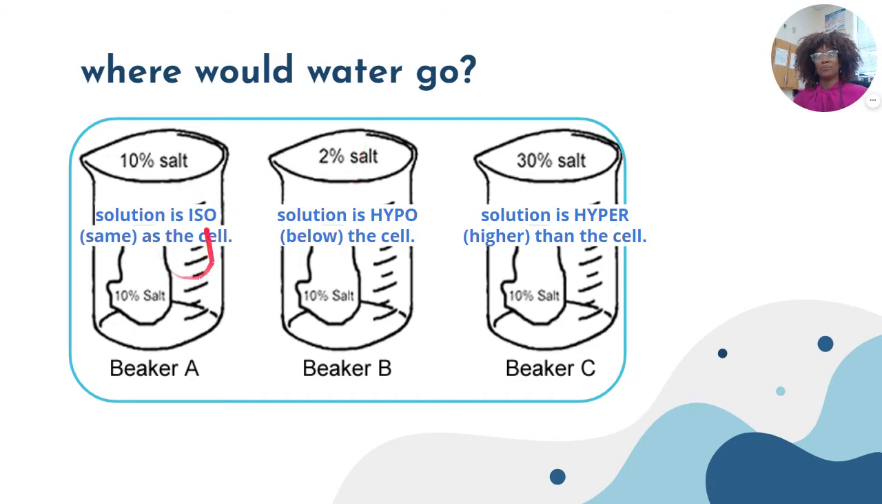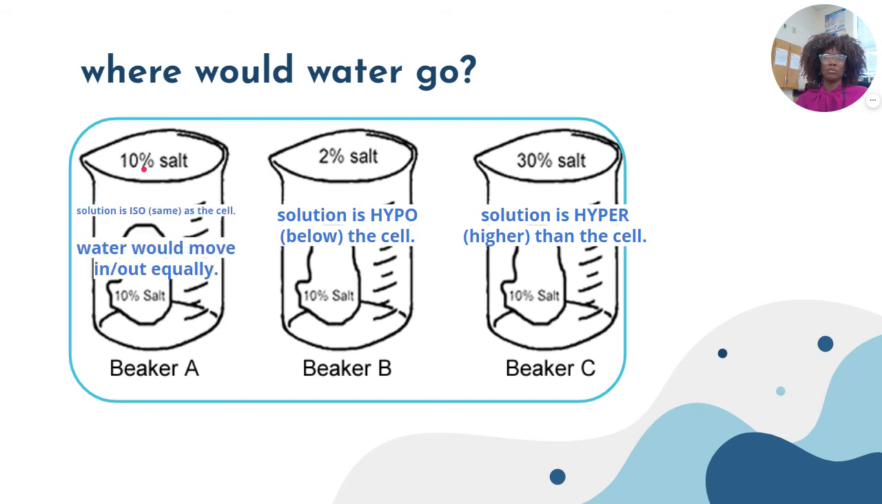So we have iso. What do we think? Where's water going to flow? It's going to move in and out equally because these are the same, right? They're isotonic. So they're the same.